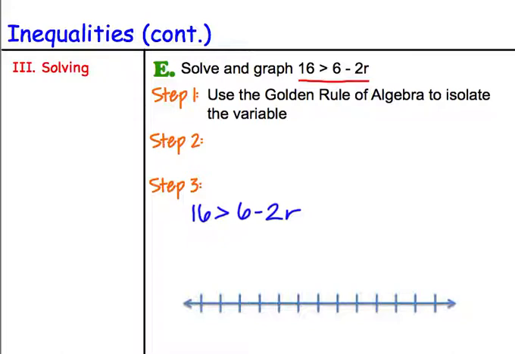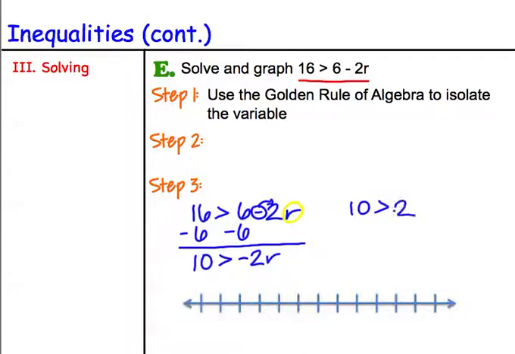I know that I want to get this r all by itself. So I want to get rid of this 6, and it's positive 6, so I'm going to subtract 6. Remember, it's not minus 6, it's plus 6, so we're going to subtract. Then I get 10 is still greater than negative 2r, because that minus sticks with the 2. So I'm going to rewrite that over here, and I get 10 and negative 2r.